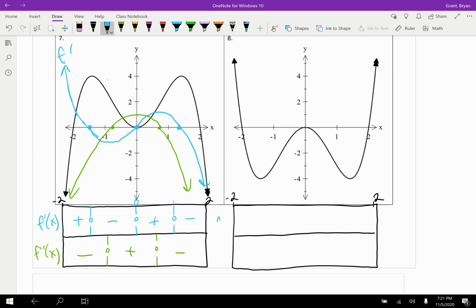Let's look at f prime. Critical points. 1, 2, and notice I'm already moving them to x-intercepts because I know that's what's going to happen. Okay, 1, 2, and 3. Slopes. Negative slope first, positive slope, negative, positive. Easy enough. And we're looking pretty darn good.